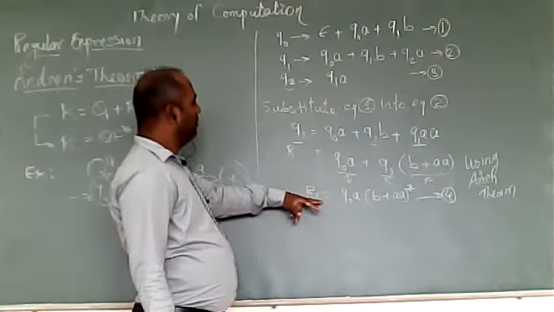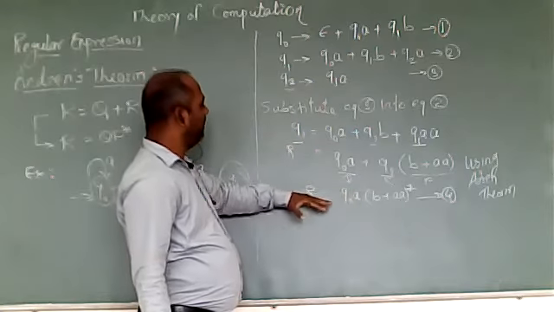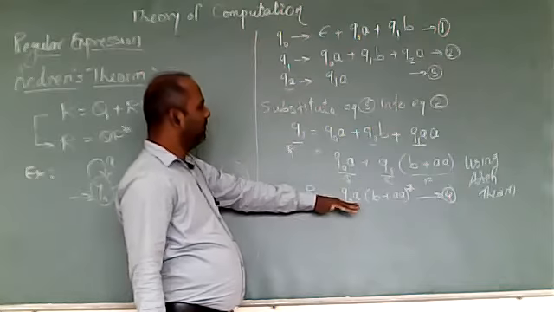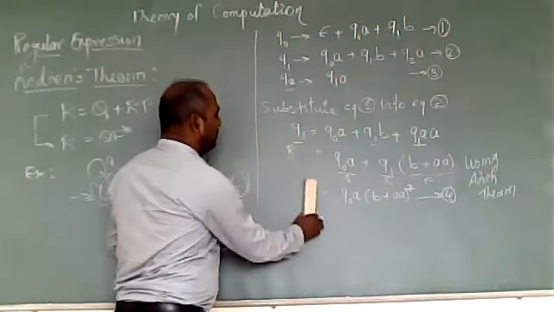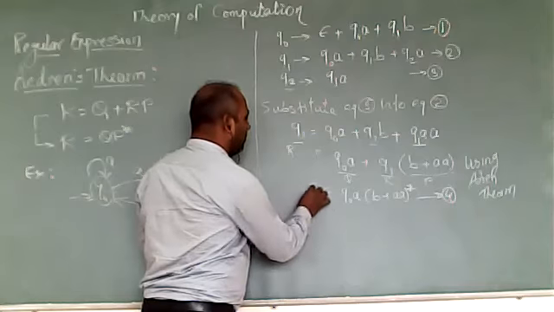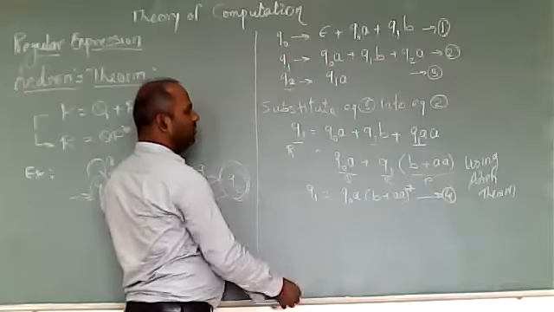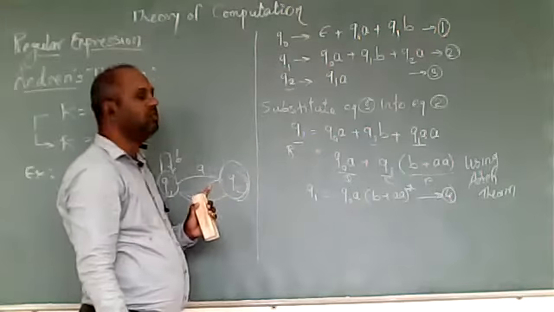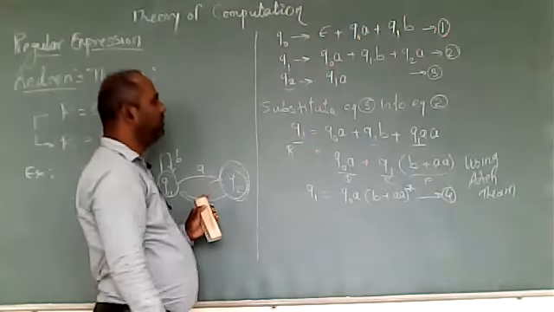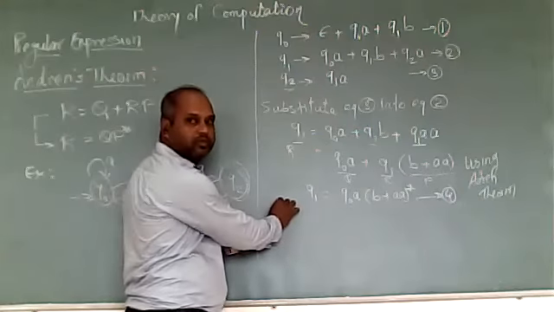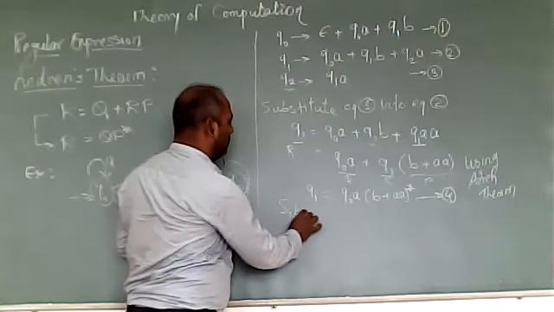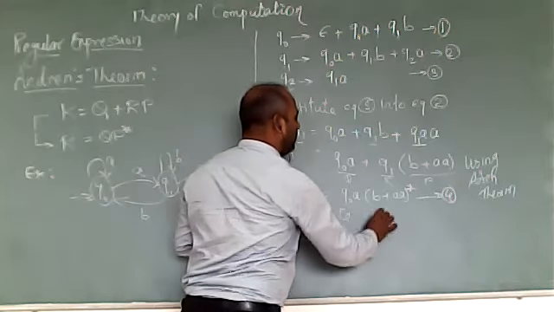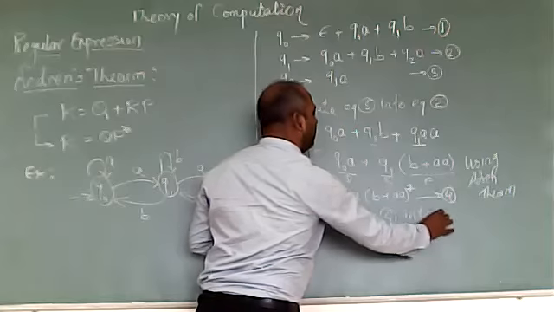Now what will we do? Can we replace this equation 4 into equation 1? We'll replace the value of Q1 into equation 1, so that we will get the value of Q0. So substitute equation 4 into equation 1.